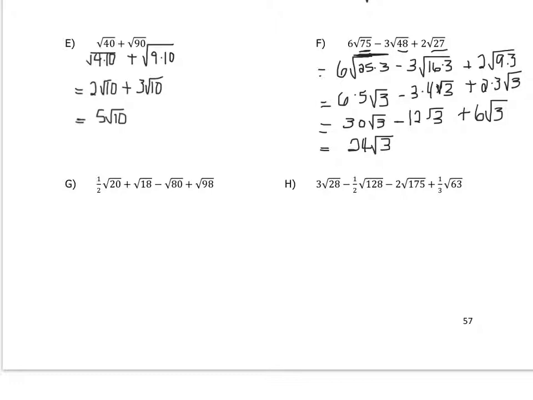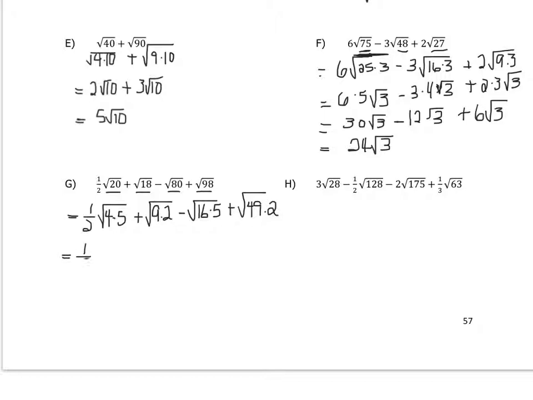Alright, the next one, again, you don't have any like radicals in the way that they're written, but all of those radicals can each be simplified further. Root 20 has perfect square factor, 20 has perfect square factor of 4, so 4 times 5 is 20. And 18 can be written as 9 times 2, because 9 is a perfect square factor of 18. 16 is a perfect square factor of 80, so 16 times 5 is 80. And 49 is a perfect square factor of 98. 49 times 2 is 98.